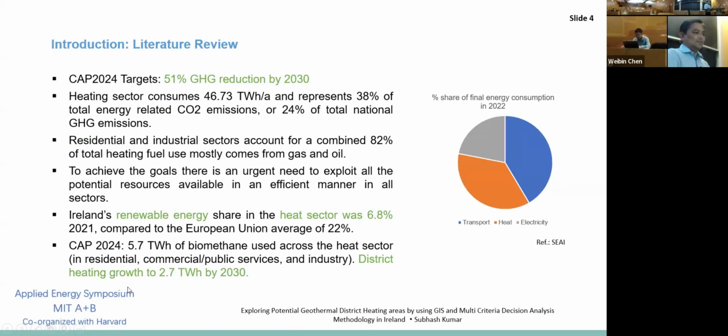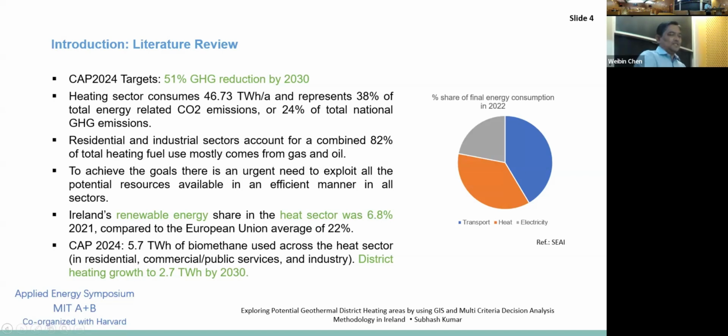In the literature, this is the present situation in Ireland. The Climate Action Plan 2024 targets a 51% GHG emission reduction by 2030. We see that 38% of total CO2 emissions come only from the heating sector, so our aim is to decarbonize the heating sector in Ireland. The residential and industrial sectors combined account for around 82% of the heating requirements, and that mainly comes from gas and oil. To achieve this goal, we have to exploit different renewable energy potentials to minimize these emissions. Renewable energy is at the moment only 6.8% in the heating sector in Ireland, and this is the minimum. On the European scale it is about 22%. So this is a very small amount of renewable energy used for the heating sector in Ireland.